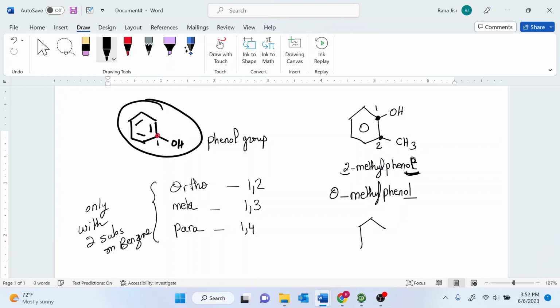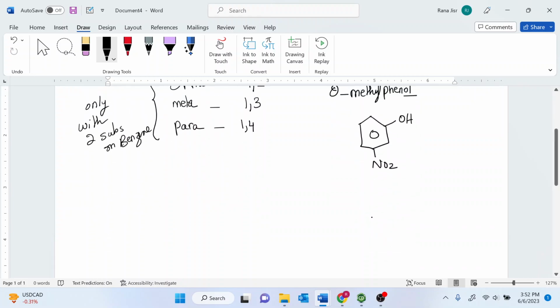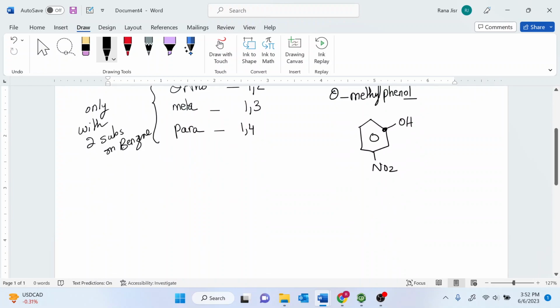A case for meta is whenever you have positions 1 and 3 occupied on the benzene, something like this. If I want to name it, again, we agreed to always start numbering from the phenol. So this is going to be carbon number 3 in there, since I have positions 1 and 3 occupied. I know that NO2 is called nitro, and then I'm going to name the phenol as a whole. If the OH is on carbon number 1, then definitely the nitro is on carbon number 3. I can name it 3-nitrophenol, or instead of the 3, I substitute the 3 by meta: meta-nitrophenol.